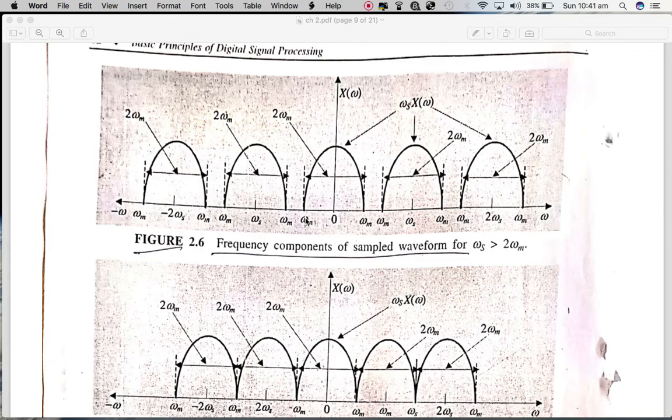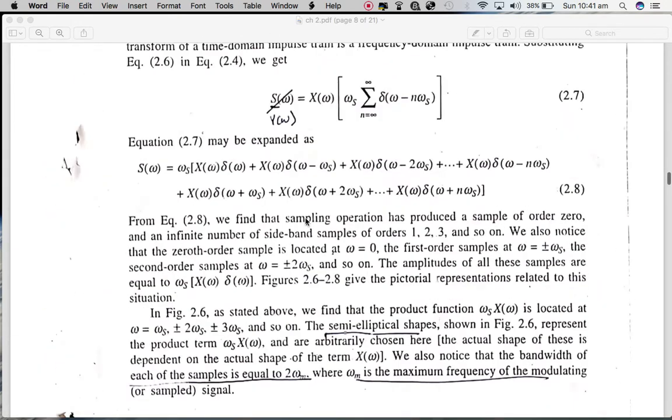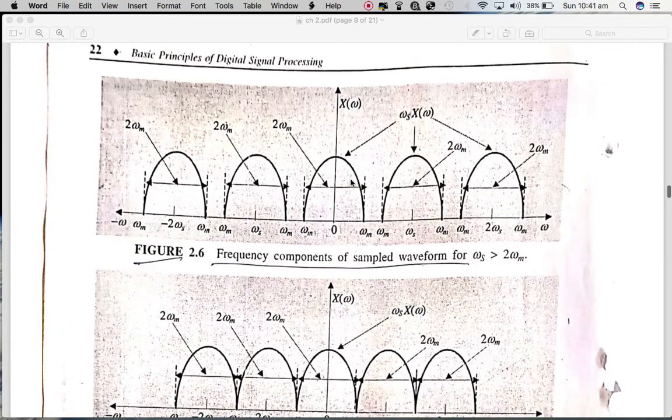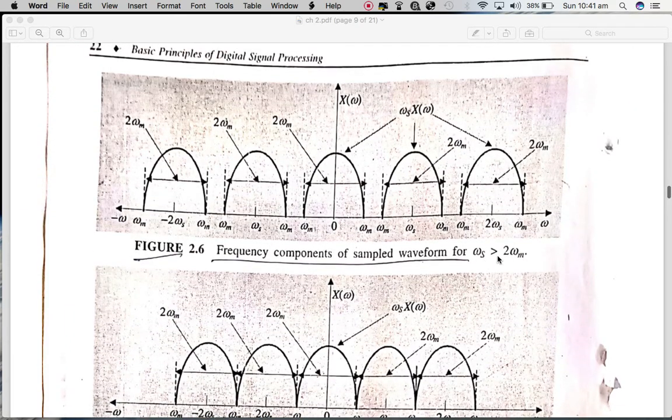So we have three cases of this mathematical model. One case is that if the sampling frequency is greater than twice the maximum frequency of the analog signal, then each semicircle, each elliptical circle, representing the information is separated from the others quite clearly over here, and no semicircle is interfering with another semicircle, and the information is safe.